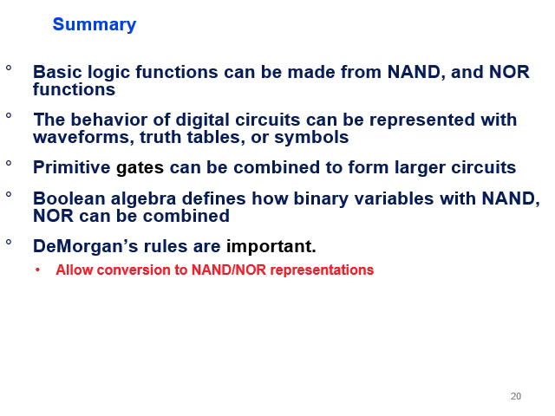Now if I would like to summarize the discussion, we will say that basic logic functions can be made from NAND and NOR functions. You may ask why? Because it is cheaper and more flexible. Behavior of a digital circuit can be represented with waveforms, truth tables, or symbols. Primitive gates can be combined to form larger circuits. And Boolean algebra defines how binary variables with NAND and NOR can be combined. We gave examples, we discussed them, and the De Morgan theorem or rule is very important when we use the law to simplify the expression to get a simpler expression, and this is reflected in the manufacturing of ICs, integrated circuits, and their cost and flexibility. Let me stop here and see you in the next topic.